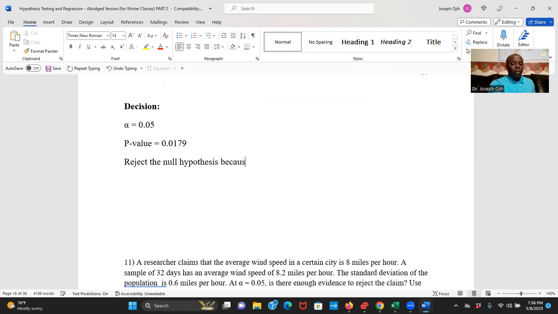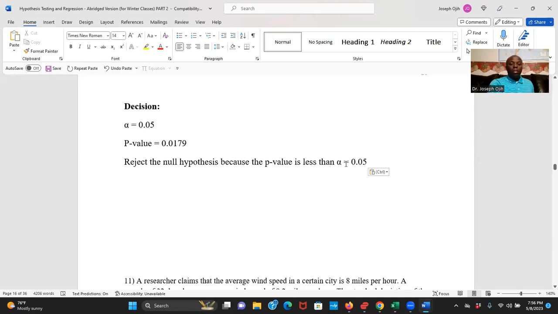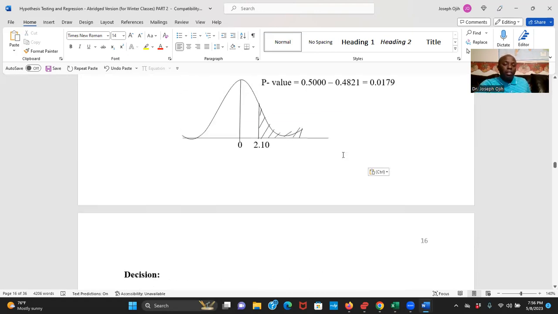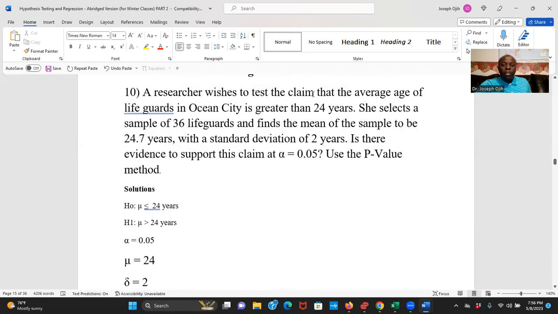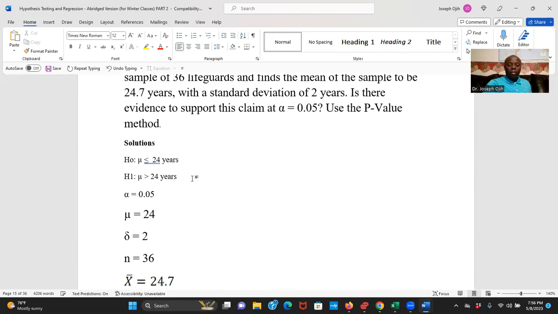because the p-value is less than alpha of 0.05. So we reject the null hypothesis, which means that, remember, it says a researcher wishes to test the claim that the average age of lifeguards is greater than. So this is the claim right here, greater than. If we reject the null hypothesis, that means we are accepting this, which means that the claim is correct.